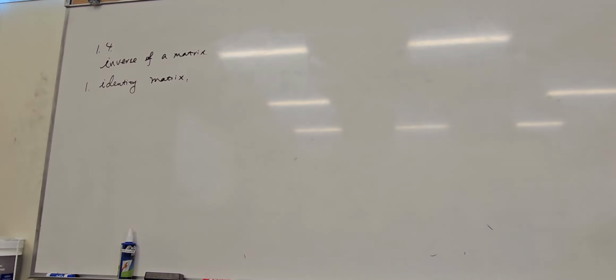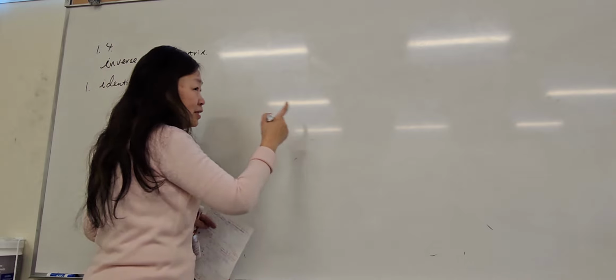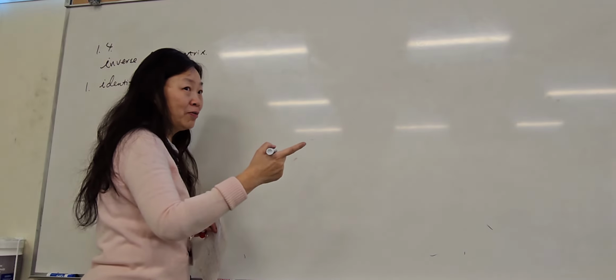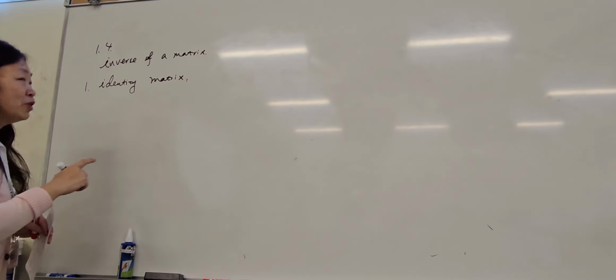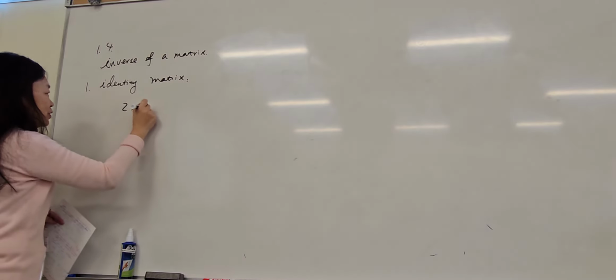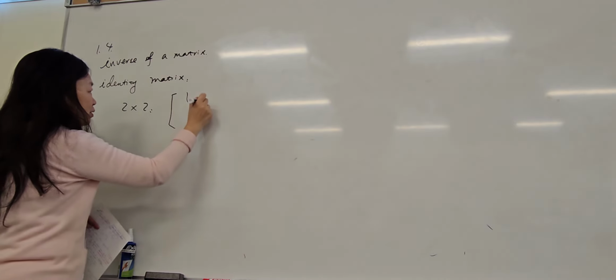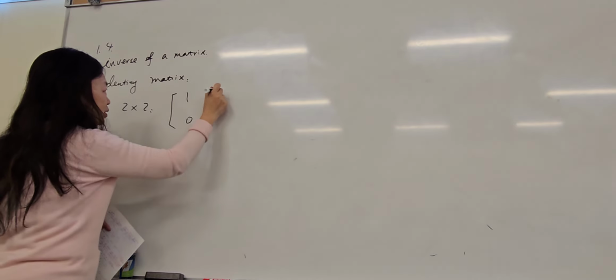Remember that when we do algebra, we use a 1 as identity, right? Multiplication identity, we use a 1, isn't it? So anything times 1 equals itself, right? So for matrices, how do they do the 1? They do it this way, okay? Let's say a 2 by 2 first. The easier one to explain is a 2 by 2. It's like 1, 0, 0, 1, okay?